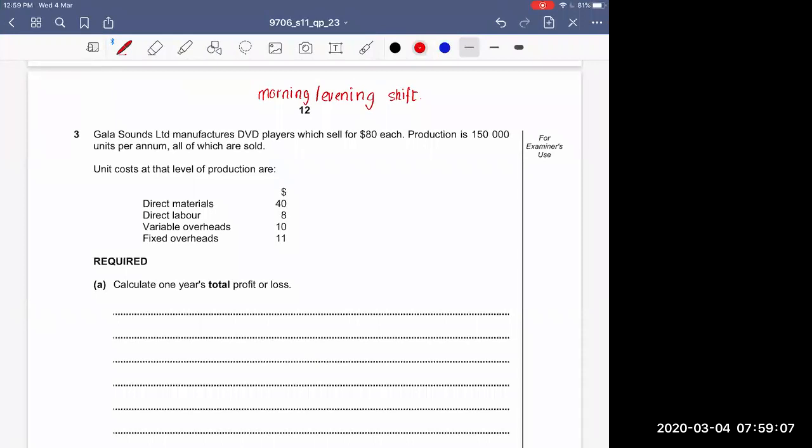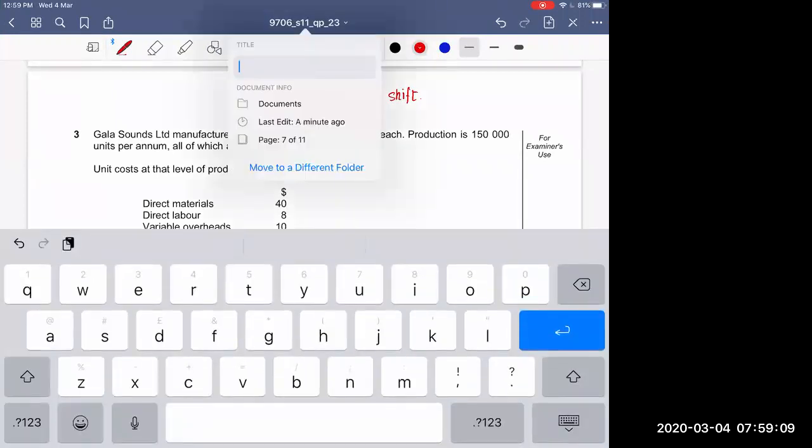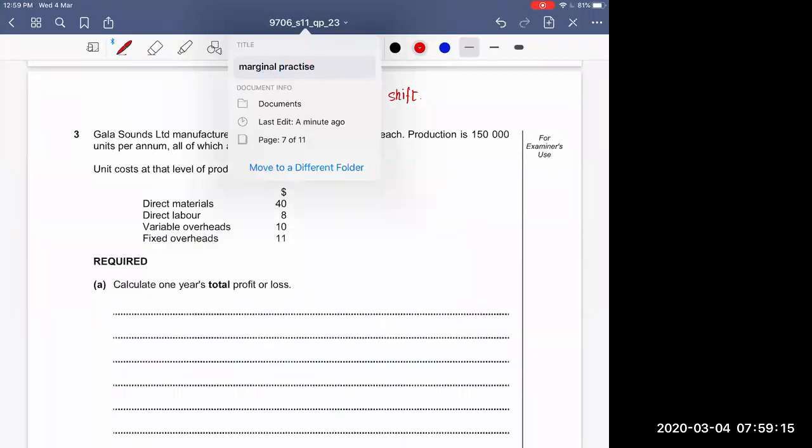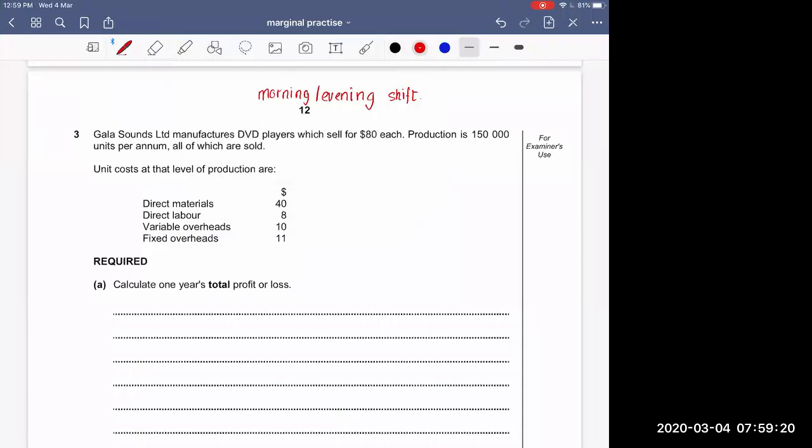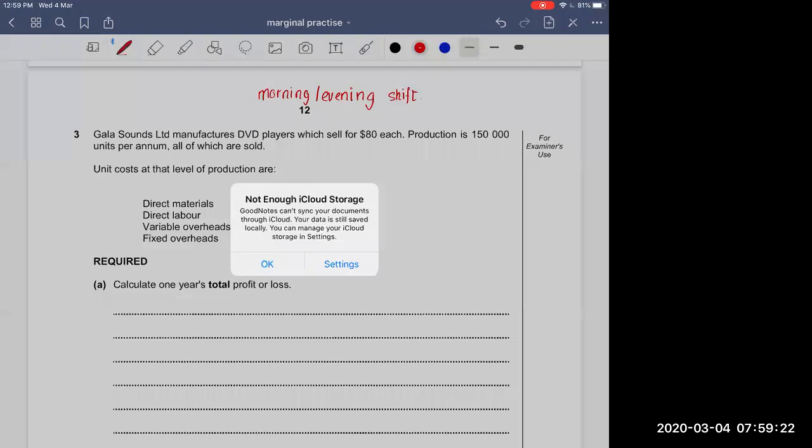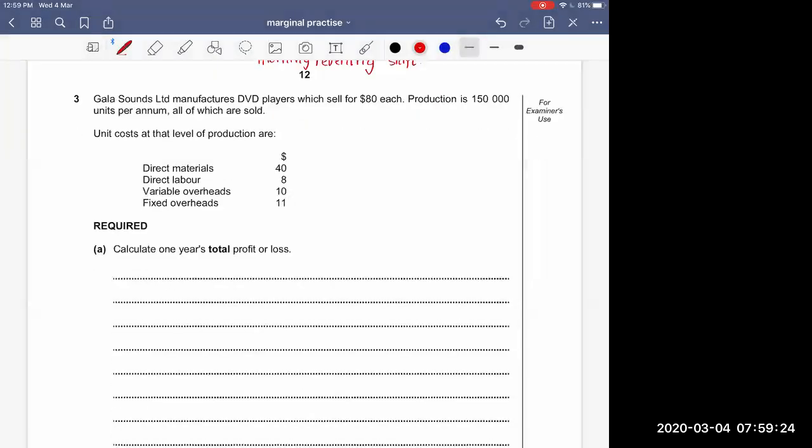It's workbook number 2, section B, chapter marginal costing, page number 301. This is relating to morning and evening shift. Let's start. Galas manufactures DVD players which sell for $80 each. Now, $80 is our selling price per unit. Production is 150,000 units per annum, all of which are sold. That means currently the output level is 150,000 units.